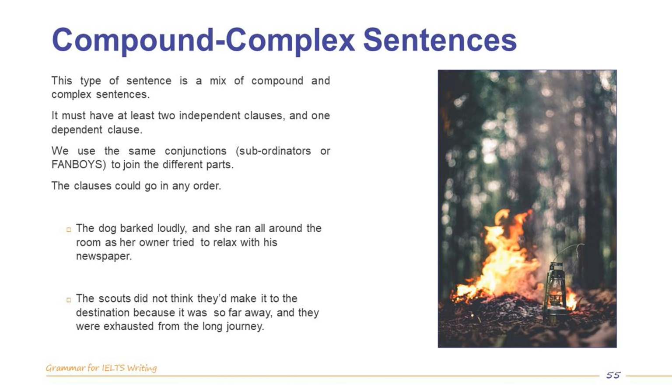The dog barked loudly and she ran all around the room as her owner tried to relax with his newspaper. We can see here an independent clause followed by one of our fanboys and another independent clause. Then there is a subordinator and a dependent clause. In the second example, the scouts did not think they'd make it to the destination because it was so far away and they were exhausted from the long journey. We can see we go independent, dependent, independent. Note the conjunctions above. They are the same as would be used in a complex or compound sentence.